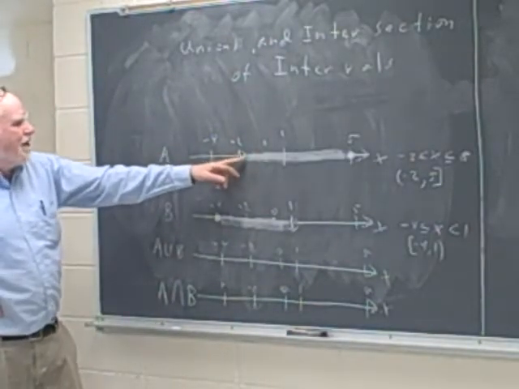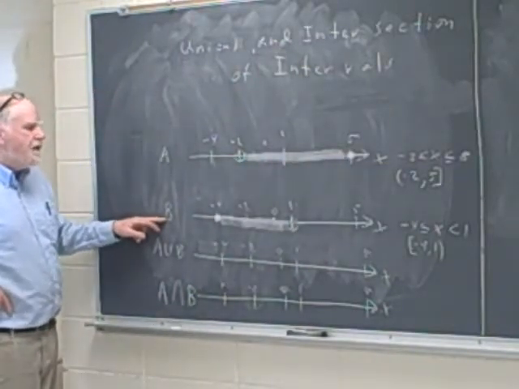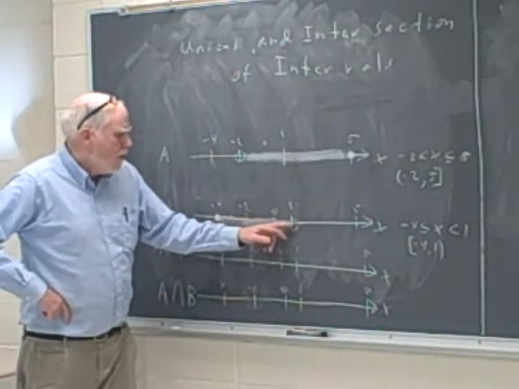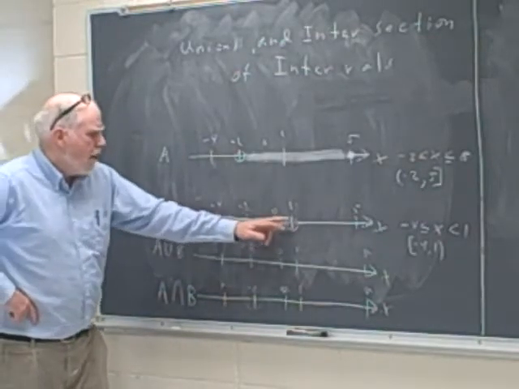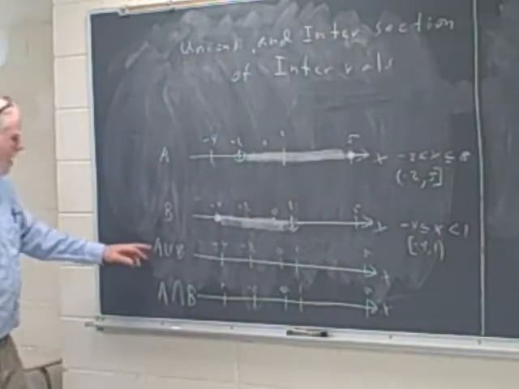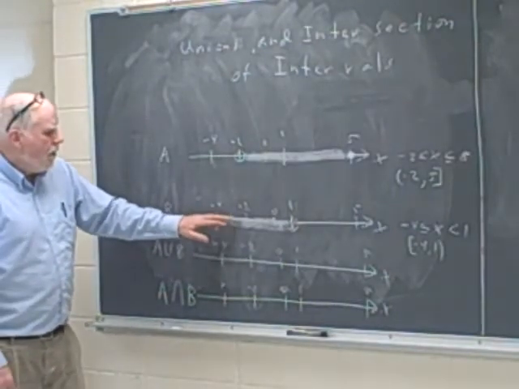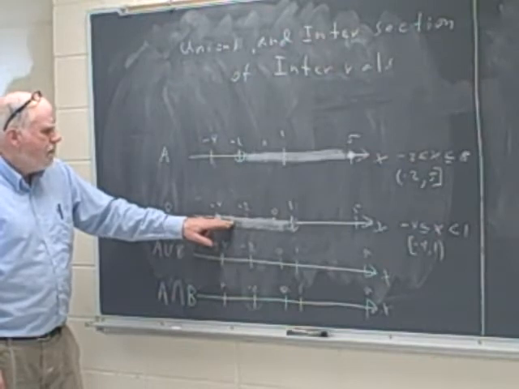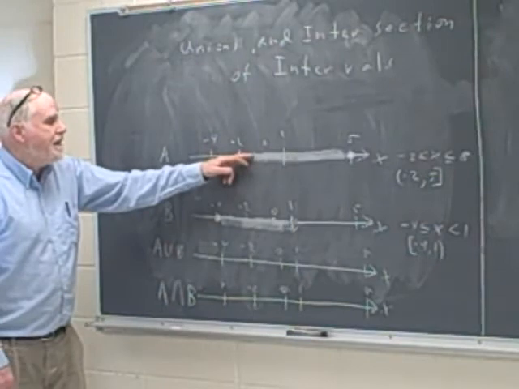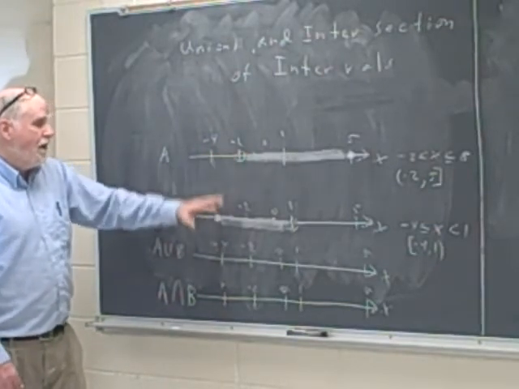Here I have set A that goes from -2 to 5, includes 5, doesn't include -2. And here I have set B, which is all the real numbers from -4 to 1, but we're not going to include 1, but we include -4. And what I want to know is, what is A union B? In other words, if a real number is in this set, then I have to include it in A union B. Or if it's in this set, I have to include it, okay? That's where the or comes from. I have to include it if it's in either set.